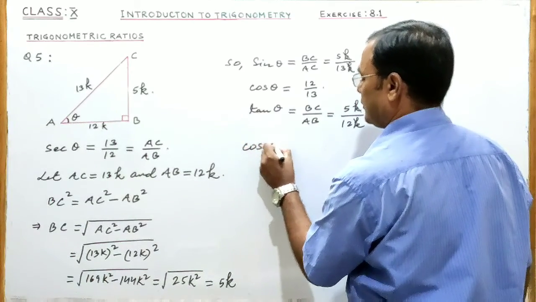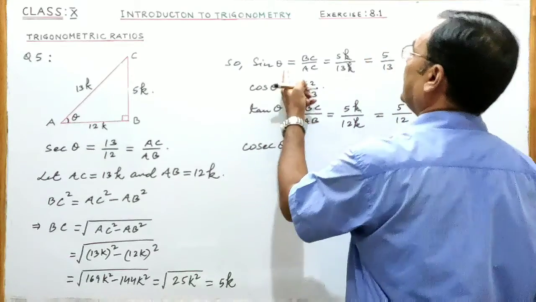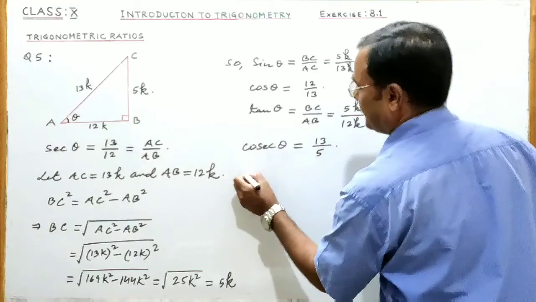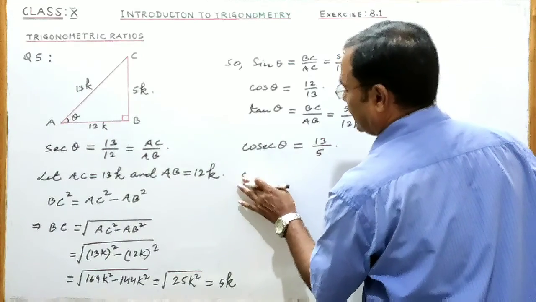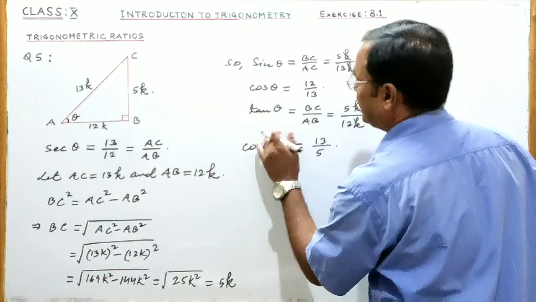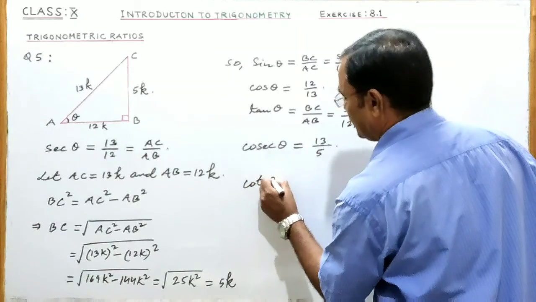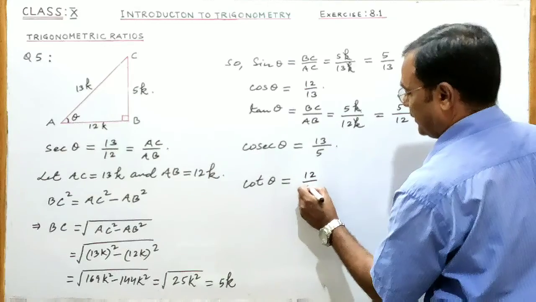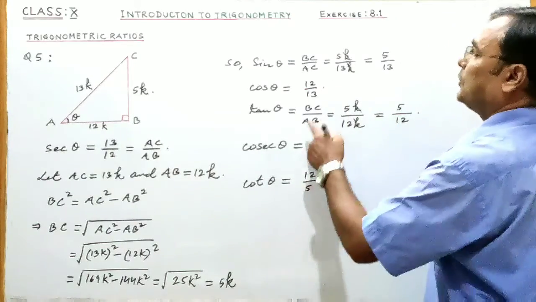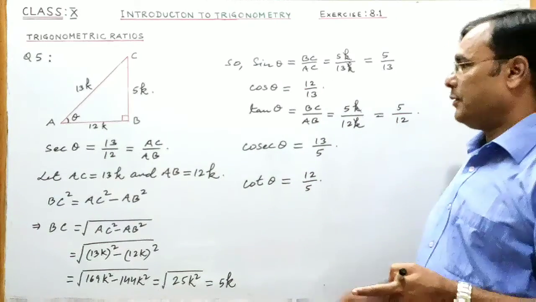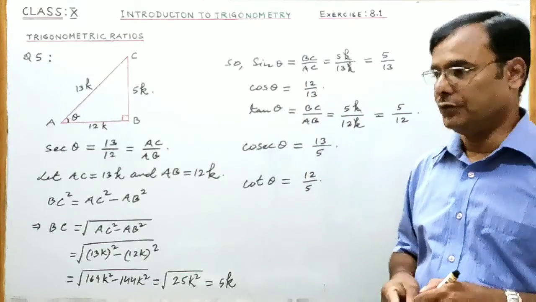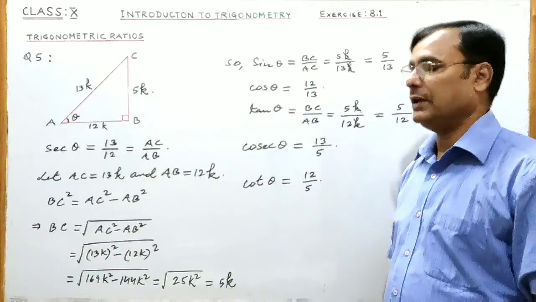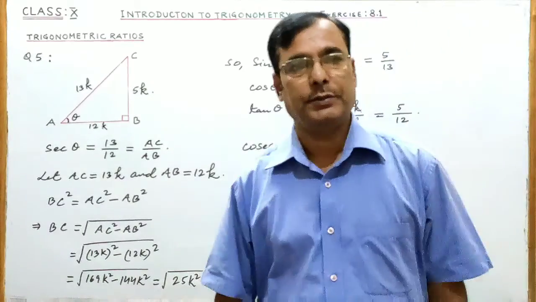Cosec theta is reciprocal of sin theta, so cosec theta is 13 by 5. Cot theta is reciprocal of tan theta. So cot theta is equal to 12 by 5. So this way we have got all the trigonometric ratios if we were given sec theta is equal to 13 by 12 in this question. Now question number 6.